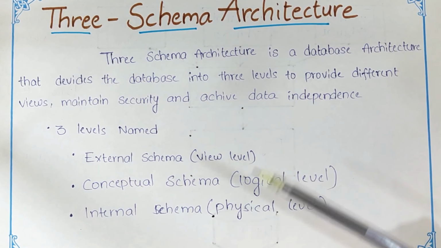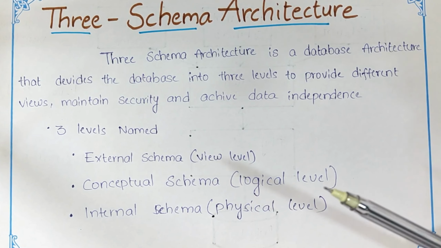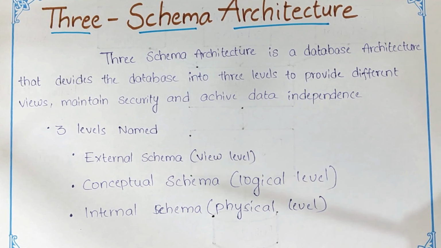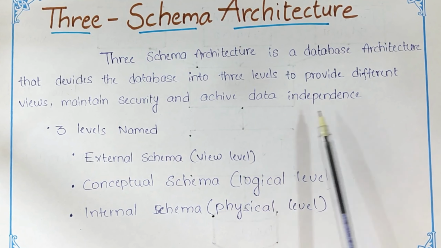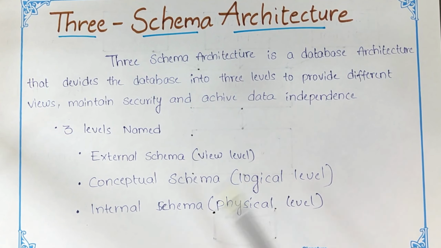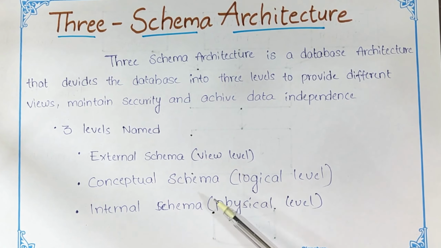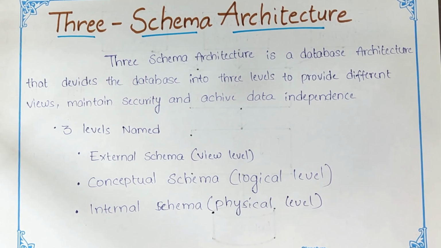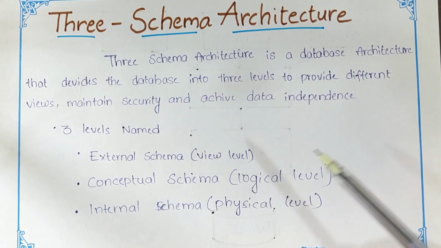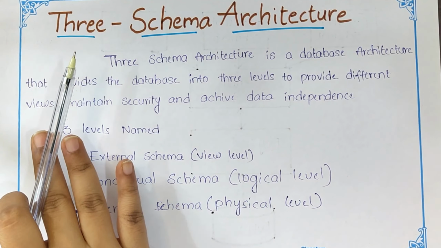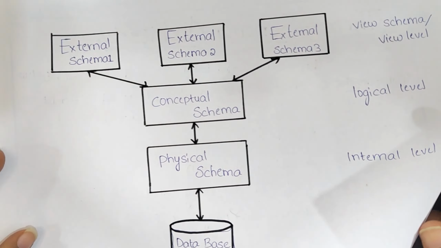And to achieve data independence, we have three tiers in this schema, right? So when we are going to another level, the first level is not affecting the other level. This is what is meant by data independence. In this we have three levels: external schema, conceptual schema and internal schema. When we go through the architecture, you will understand it very clearly. Let's move to the architecture section.